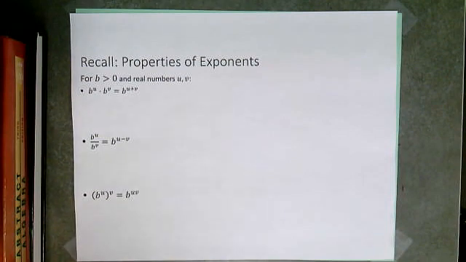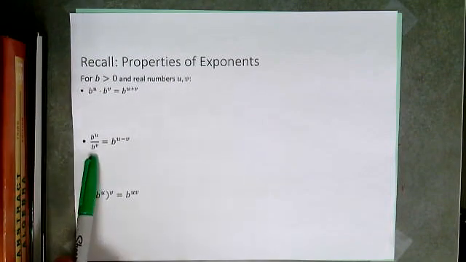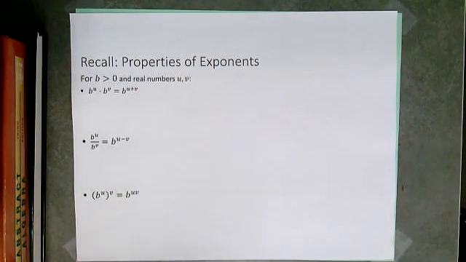Properties of exponents for b greater than 0 and real numbers u and v. b to the u times b to the v is going to be b to the u plus v. Next one, b to the u over b to the v is b to the u minus v. And the last one, b to the u raised to the v is going to be b to the u times v. All right, everybody should be familiar with this, seen it in one shape or form before.